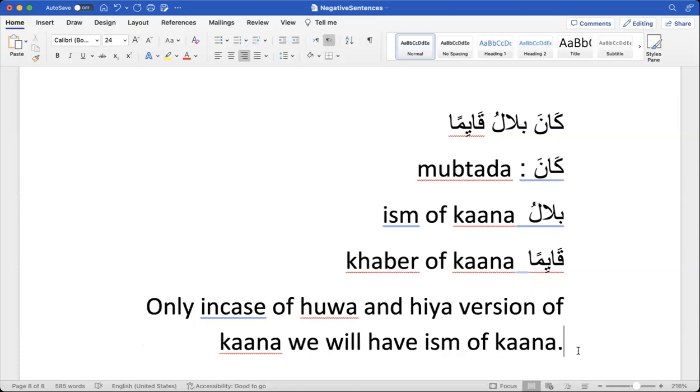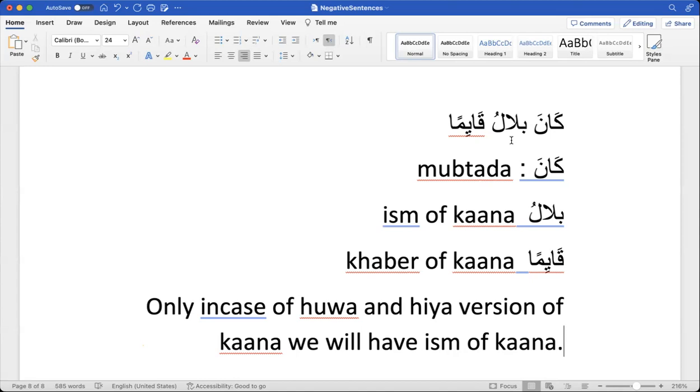So this is how fi'l naqis is distinguished from the normal fi'l. And see, when I put kana qa'iman, then it makes a sentence. Otherwise every fi'l by itself is a complete sentence. If I write nasara, it's a complete sentence called jumla fi'liyya. It has complete meaning. But if I write kana, though it is fi'l, it does not have complete meaning. That's why it's called fi'l naqis. I had to add some more words to make it a jumla.